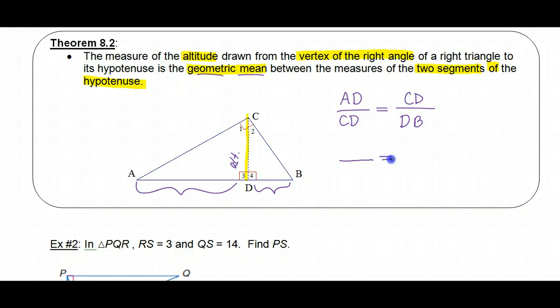So I'll write it out like this. Let's write it out in words. The altitude would go here, and then we put one segment of the hypotenuse, and then the second part. So put the altitude in those two spots. You take one segment of the hypotenuse and then the second segment of the hypotenuse and multiply those together.